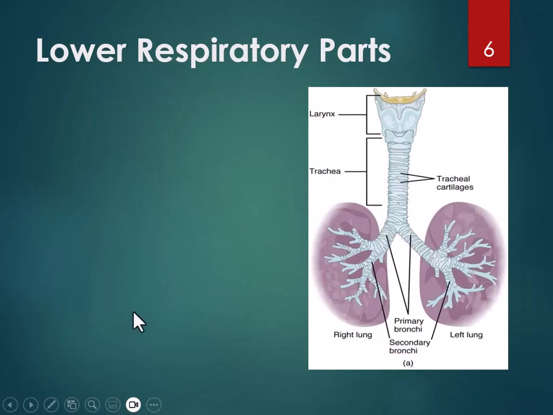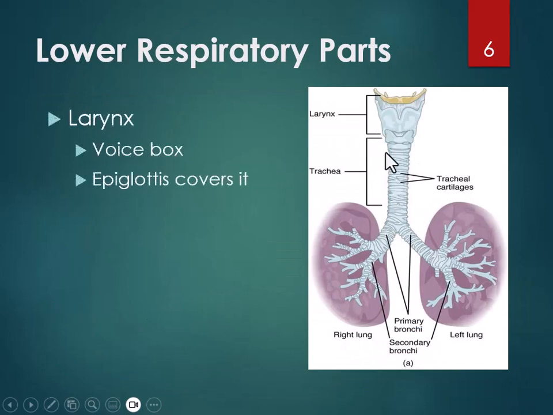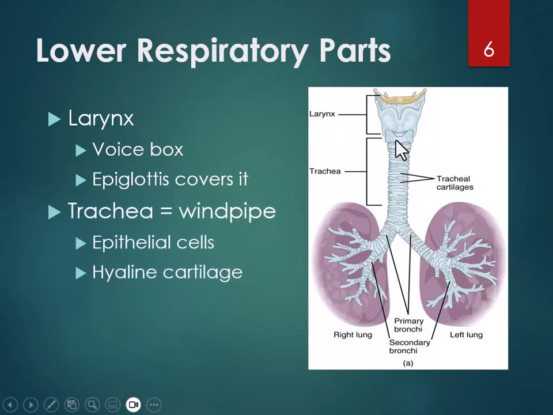The lower respiratory tract, from the voice box down, includes the trachea. Again, that epiglottis covers that up when you're swallowing. But then air moves down the trachea, which stays open because of the rings of hyaline cartilage. And it's lined with epithelial tissue, just like any other tube. Those epithelial cells have cilia, and mucus is secreted to try to catch any of the dust or junk that you might be breathing in.